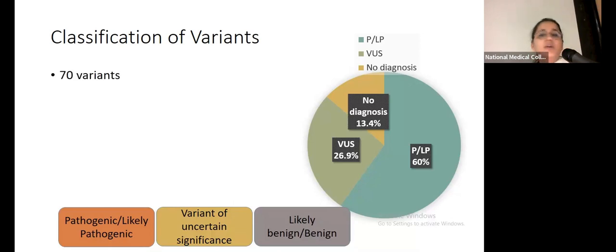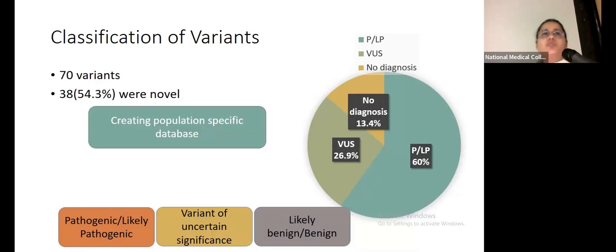Now the study found that out of the 70 variants, 38, that is 54%, of variants were novel. So what significance does it hold? This actually tells us that we need to create population-specific databases. What we call a novel variant is one which has not been reported in the literature or in the disease databases that we already have on the web. Now, these disease databases are mostly made up of Western and European populations. We do not have a population- or disease-specific database for our population. That is why many of our variants were novel.